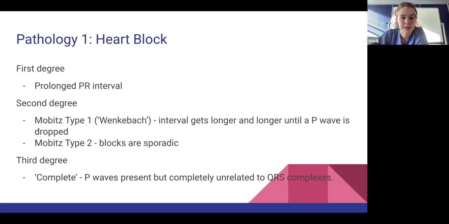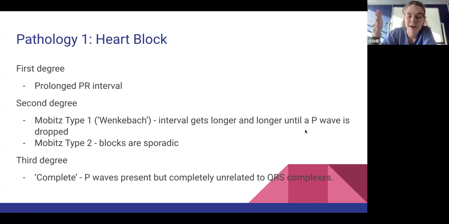Hopefully you've covered the different degrees before, but I'll just go over them again. In each one, it is literally just a block of the heart going from the atria to the ventricles. So in first degree, it's not that difficult for it to get through. So the PR interval is just a bit prolonged, but it still happens every time and you're still in sinus rhythm. Second degree, that's when you start to move into an irregular rhythm. So Mobitz type 1 shows a Wenckebach phenomenon. The interval gets longer and longer and longer until you drop a P wave.